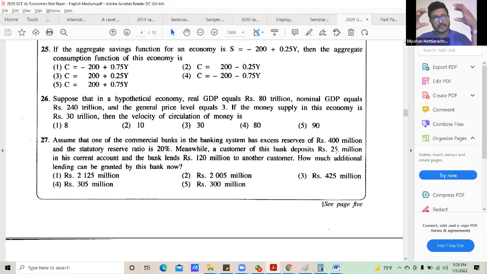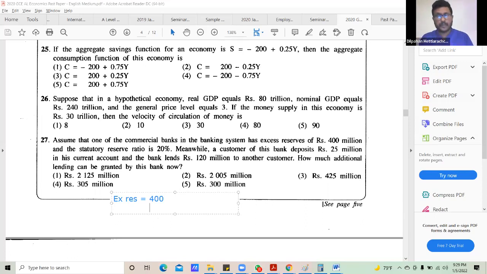So then what will happen? Initially the excess reserve was 400 million. Then there is a customer deposit of 25 million. So what is the addition that you can make to this excess reserve? Is it 25? So is the excess reserve now 425?